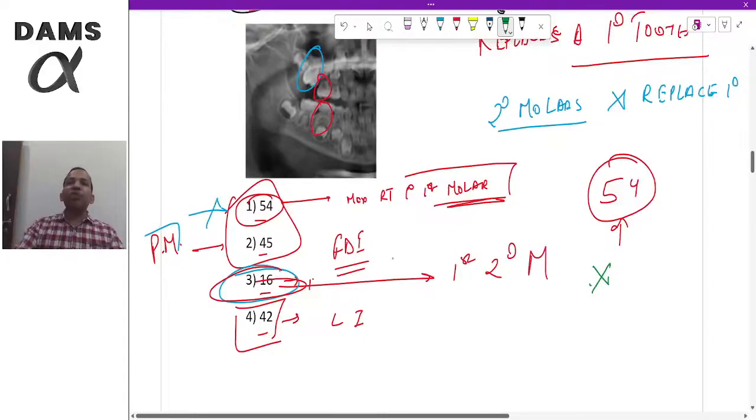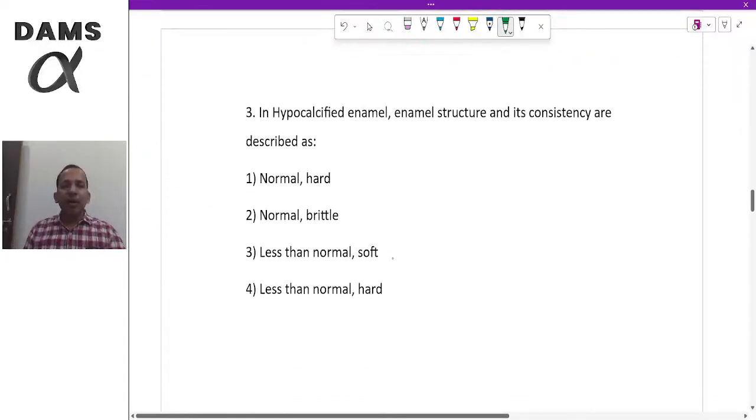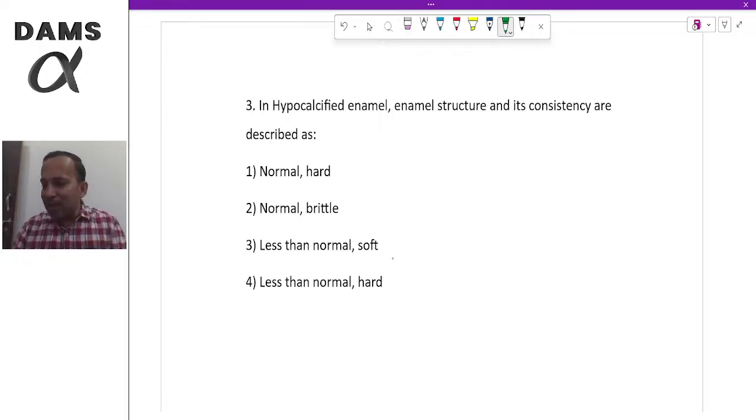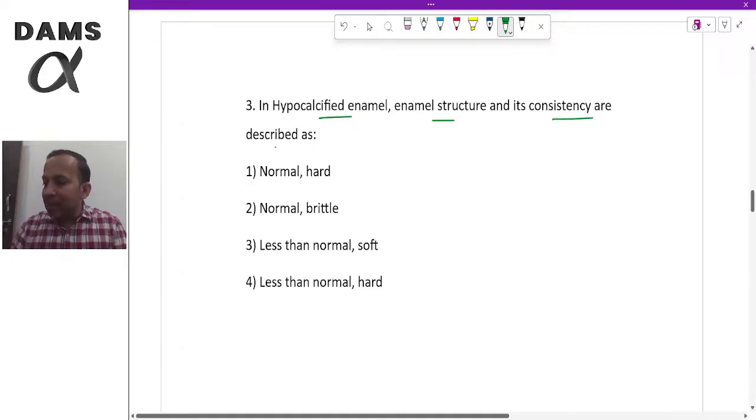So let's go to the third question. In hypocalcified enamel, structure and its consistency are described as... Now this is a question from oral pathology, but since I got it, I thought why not, right? So let's discuss it.